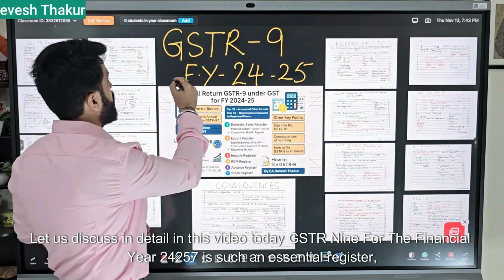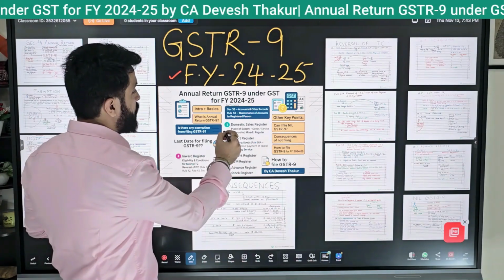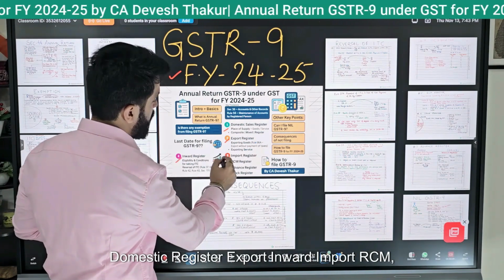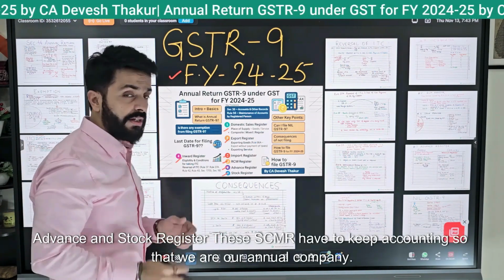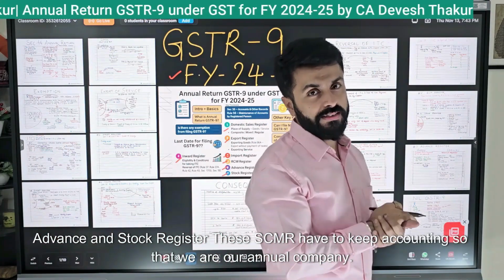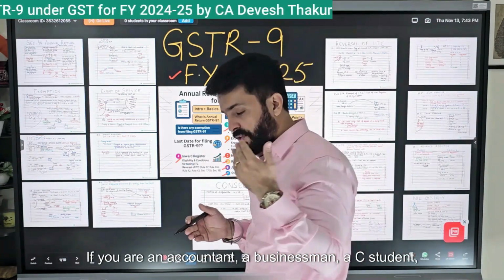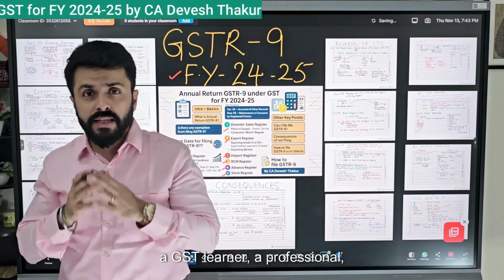For GSTR-9 for the financial year 24-25, these are the essential registers which we should maintain: Domestic Register, Export, Inward, Import, RCM, Advance and Stock Register. These have to be kept in our accounting so that our annual compliance can be completed.